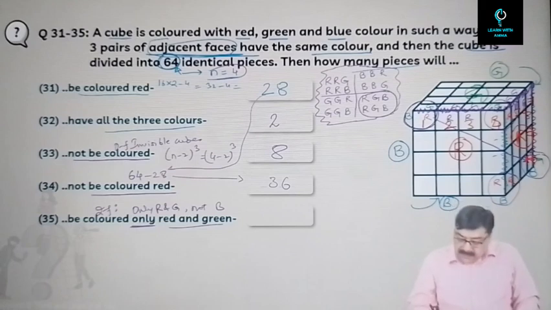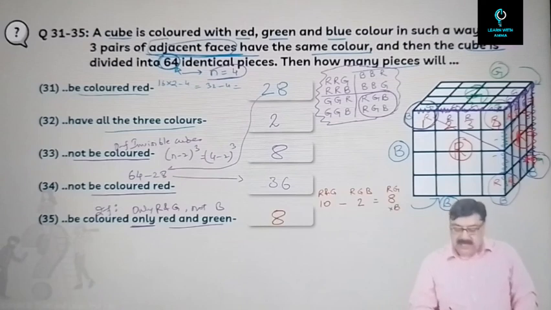Well, out of these 10 pieces which are colored red and green, we will take out these two pieces which are colored red, green and blue, so that the remaining 8 have red and green on them but not blue. So those which have only red and green but not blue shall be 8. After taking out these two corner cubes which have all the three colors on them. We don't want blue here because of the word only.